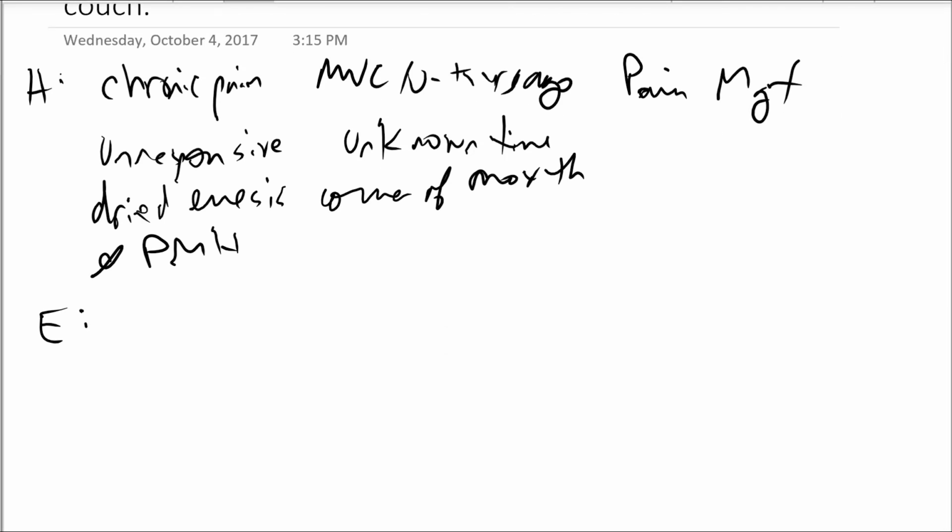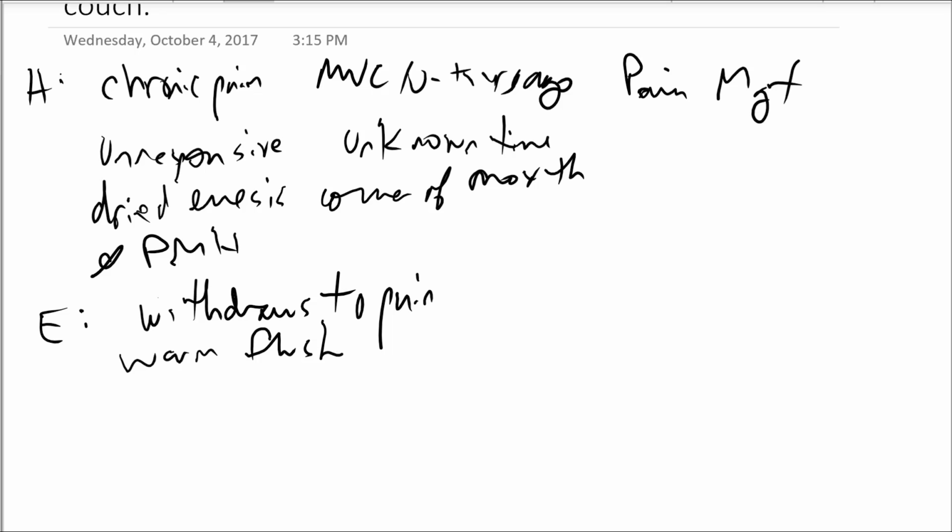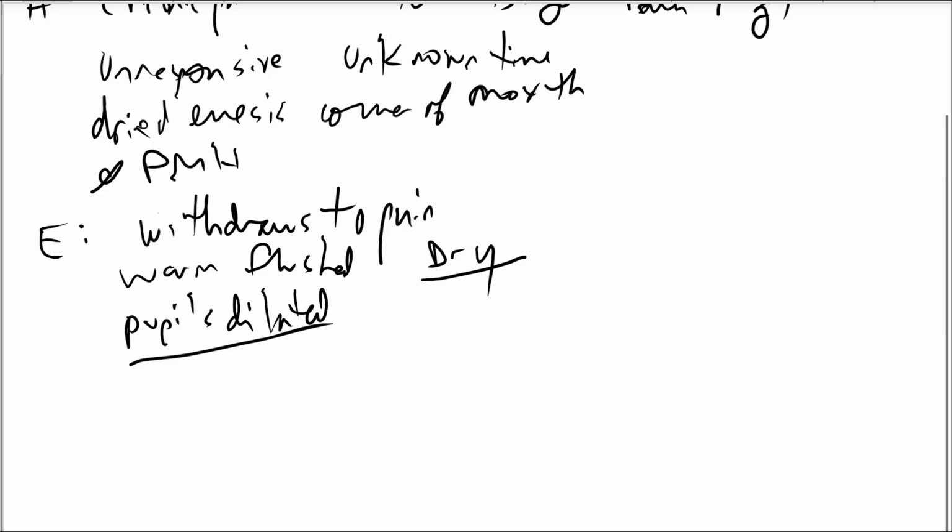So what do we see when we examine her? She withdraws to pain. That's not good. She doesn't wake to voice. She doesn't wake to tactile stimulus, but she does withdraw to painful stimulus. Her skin is warm, flushed, and dry. Pupils are dilated. A couple key things there. You look in her mouth and her mucous membranes are dry.